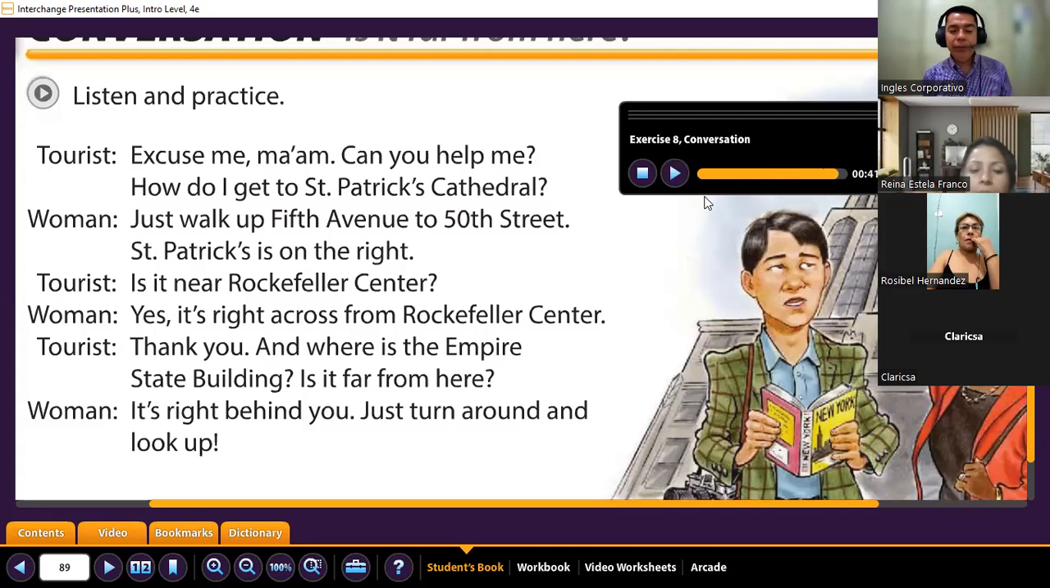Okay, ladies and gentlemen, two volunteers, the tourist and the woman. Ready? Come on, guys. Los chicos que no han participado, esta es su oportunidad.